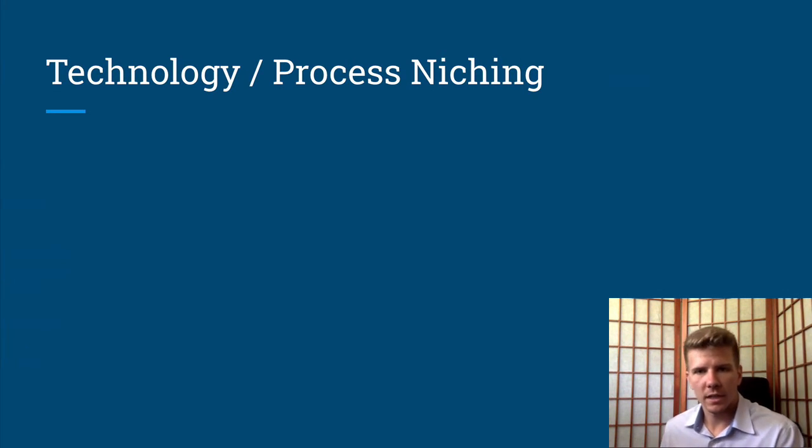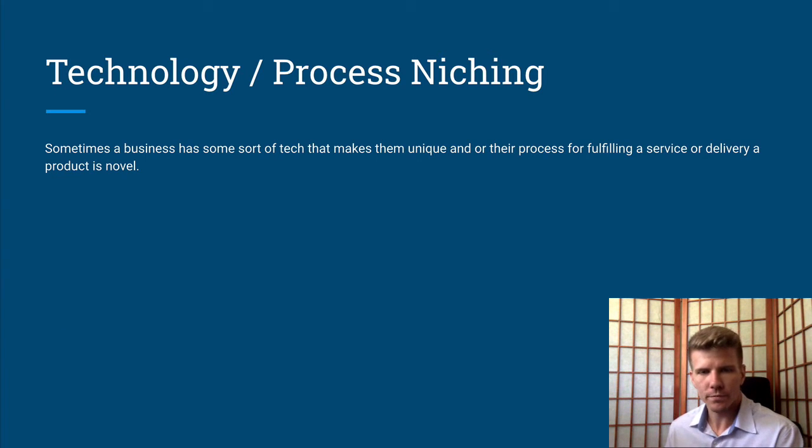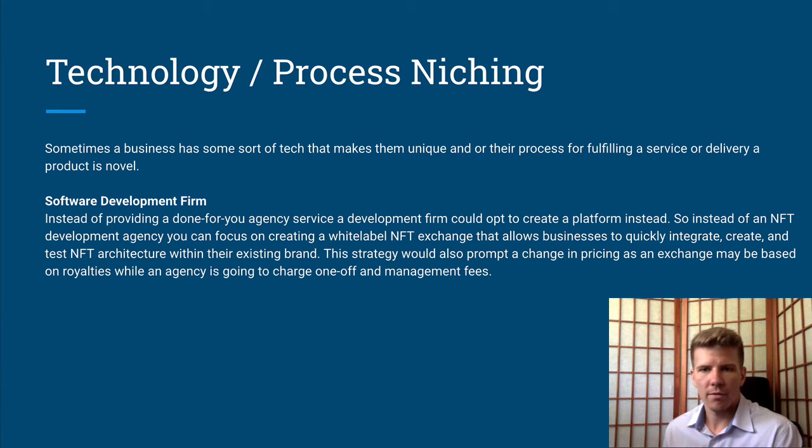Technology and process niching. Sometimes a business has some sort of tech that makes them unique, or their process for fulfilling is very unique or novel. Software development firm: instead of providing a done-for-you agency service like most software development firms would do, you could opt to create a platform instead. And I mean, you're a software development firm, you might as well put your money where your mouth is and make a platform, develop some software rather than doing an agency model.